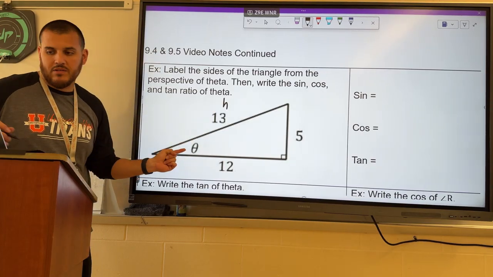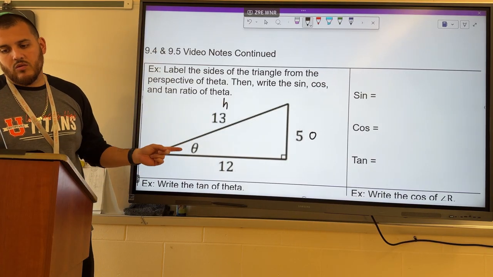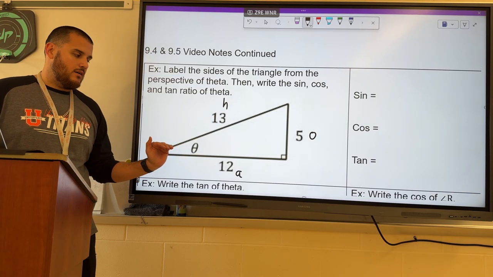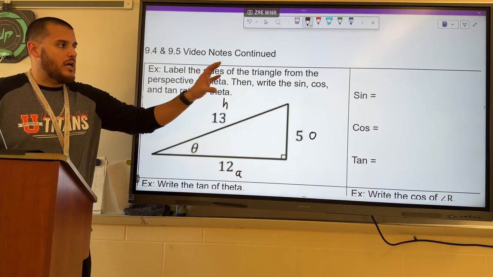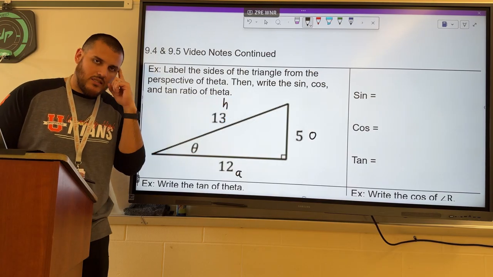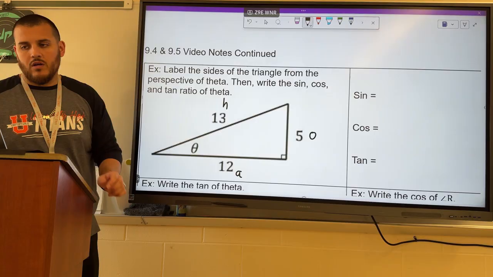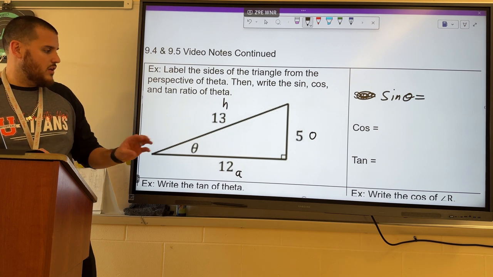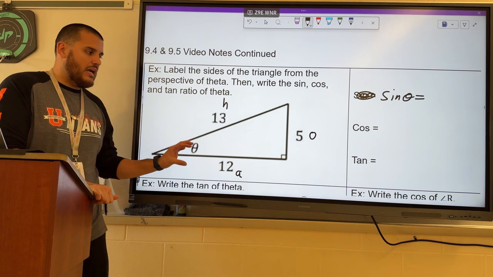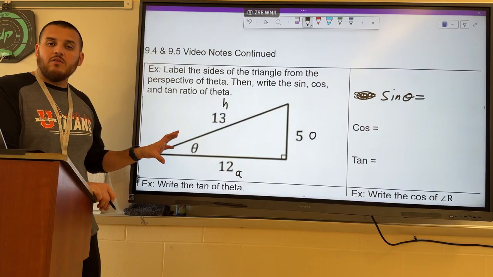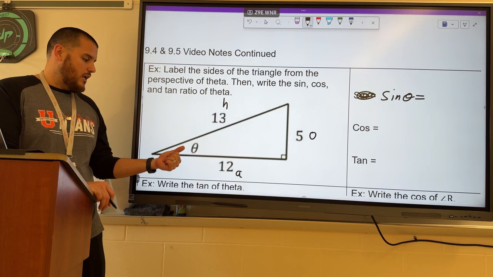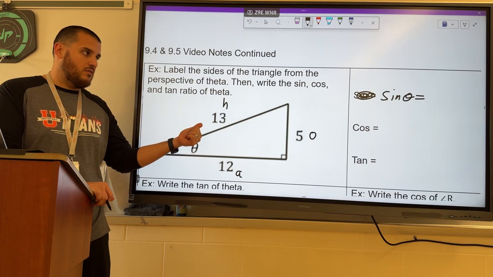That side is opposite of this corner. And that makes the 12 the adjacent side. That's the side next to it, touching the theta. And having these sides labeled, I can now write my ratios as long as I've memorized my acronym of SOHCAHTOA. Also, just for clarity here, these should all say sine of theta, because it's the ratio for this angle. The sine of theta is just the name of the ratio where we take the side that's opposite of this angle and put it over the hypotenuse of the triangle.